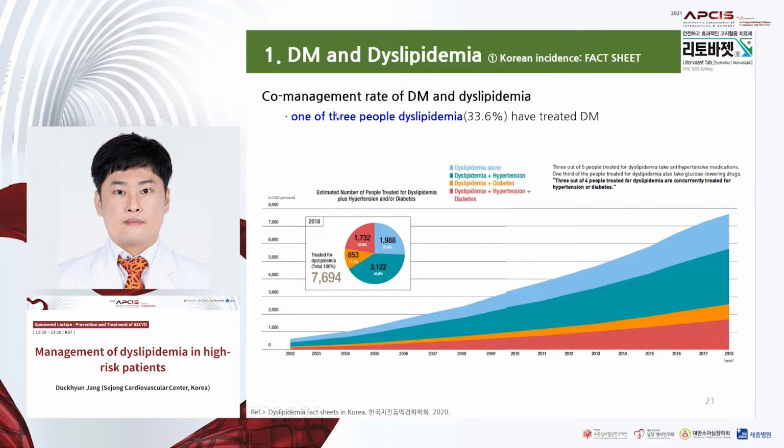This is the co-management rate of DM and dyslipidemia, and 1 of 3 people with dyslipidemia are treated for DM.